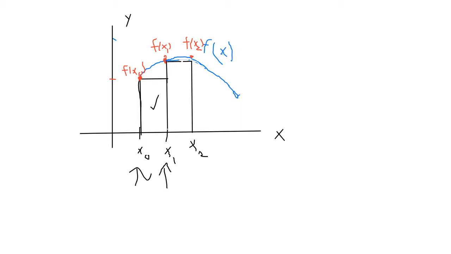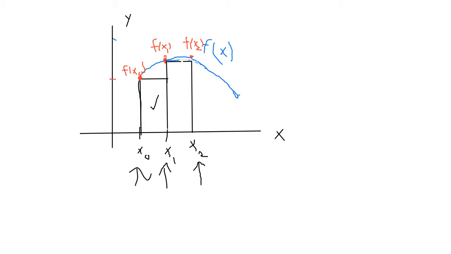And what about the second rectangle? What determines the height? Is it the left endpoint x1 or the right endpoint x2? The left again. So you see the way I'm drawing these rectangles, we're using the left endpoints to determine the heights of those rectangles. And so if I add the rectangles up, I'm using what's called the left endpoint rule. The left endpoint rule.